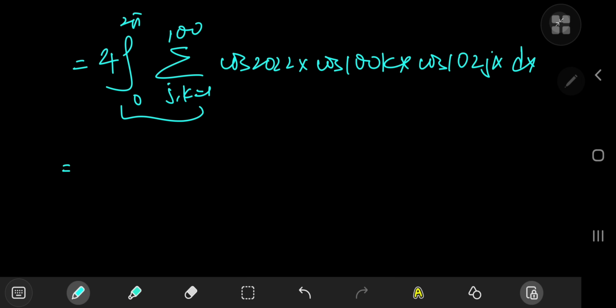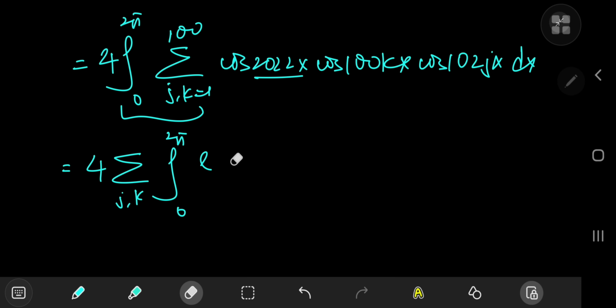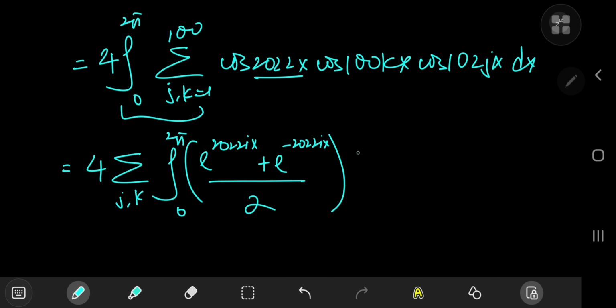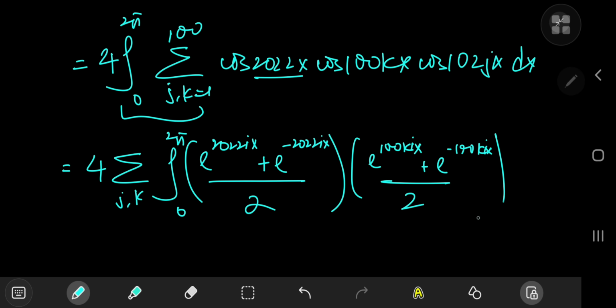So you can switch up the order of the integration and the summation operators because obviously what we have is convergent. So we have 4 times the double sum over j and k of the integral from 0 to 2 pi. Now, how exactly do we define the cosine function in complex analysis? Well, it's defined as e to the argument, that is 2022x times i, so e to the 2022ix plus e to the negative 2022ix, divided by 2, times this e to the 100kix plus e to the negative 100kix, forgot the i, the most important ingredient, the imaginary unit, divided by 2.